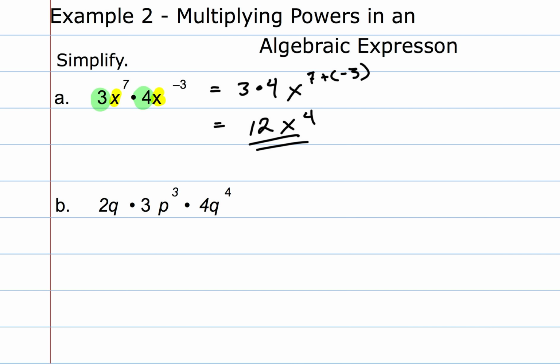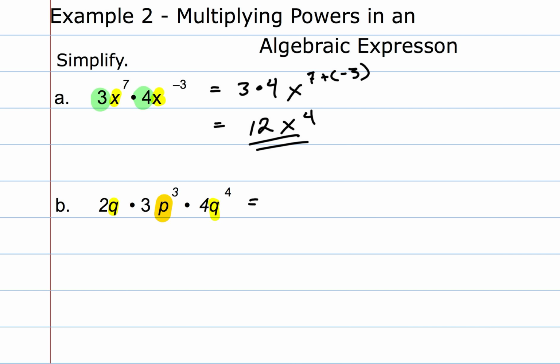In part B, we have 2q times 3p to the 3rd times 4q to the 4th. When I read this the first time, what I noticed is I had two different bases. The first monomial is 2q. The second monomial is 3p to the 3rd, 3 times p to the 3rd, and that base is p. And in the third monomial, I have 4q to the 4th. That base is q. So I notice I have a base of q and a base of p. Actually, I have two bases of q and one base of p.